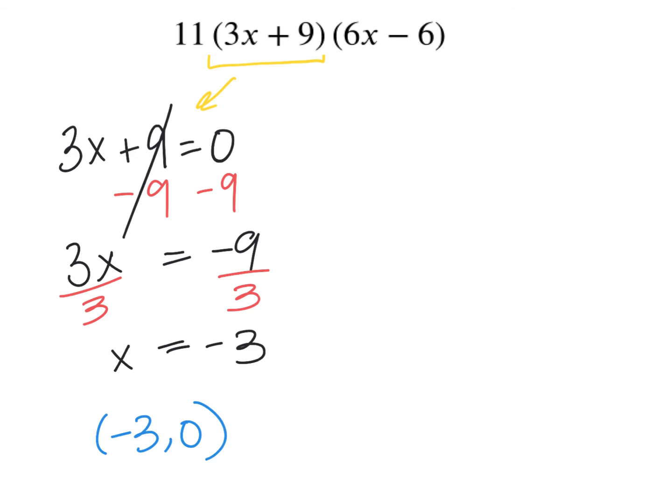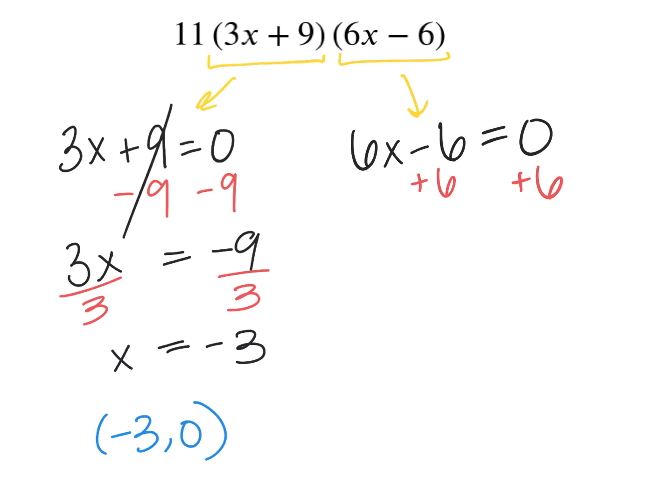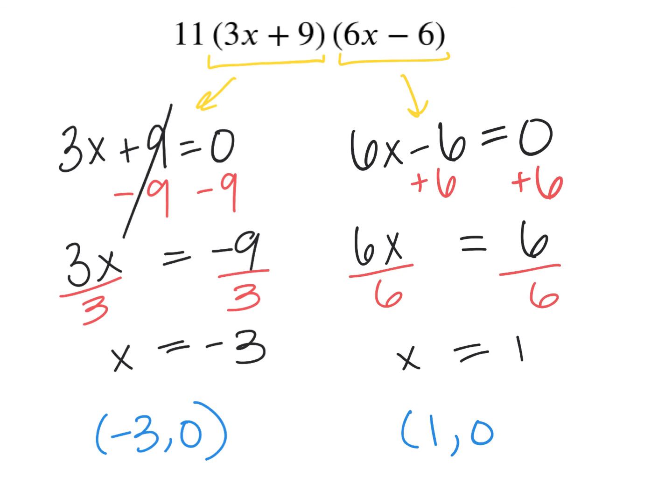All right, our next factor we're looking at is 6x minus 6. So we take 6x minus 6 and we make it equal to 0. So to get x by itself, we're going to add 6 to both sides, and we'll have 6x is equal to 6. Then we're going to divide by 6 on both sides, and we have x is equal to 1. So the x-intercept here is (1, 0).